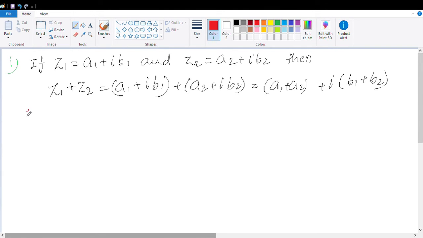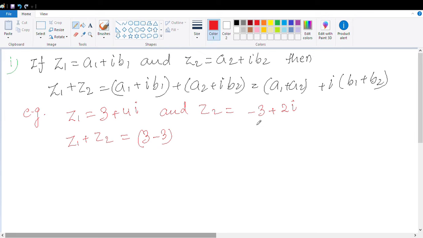For example, suppose z1 is equal to 3 plus 4i and z2 equal to minus 3 plus 2i, then z1 plus z2 will be equal to 3 minus 3, that is 0, plus i times 4 plus 2, that is 0 plus 6i, means 6i is the answer.